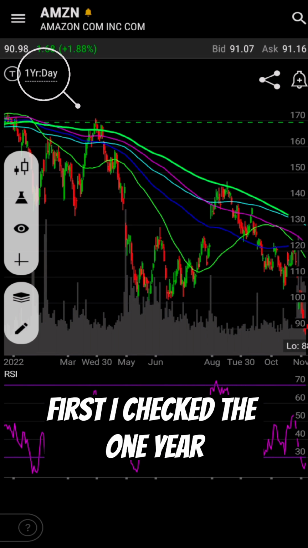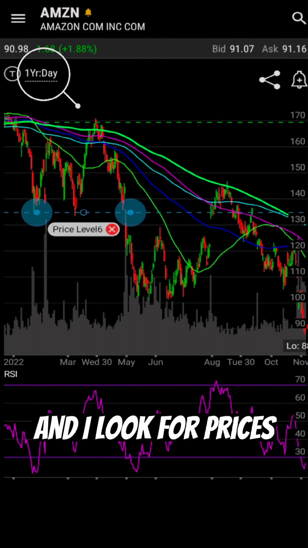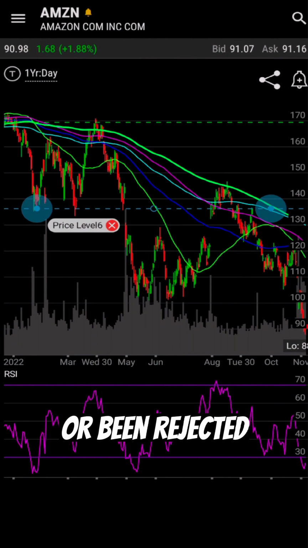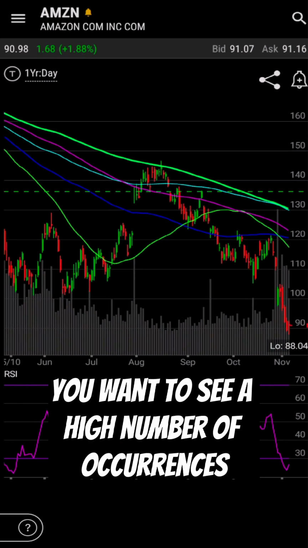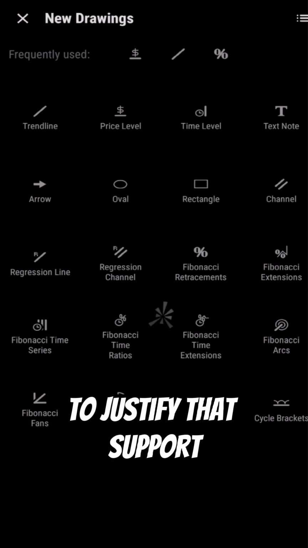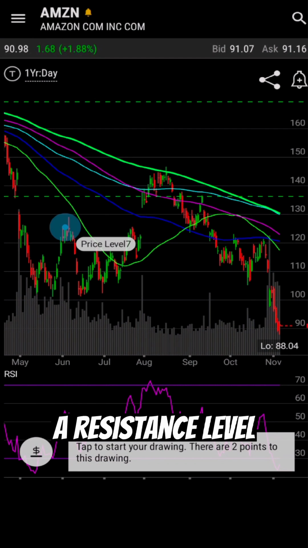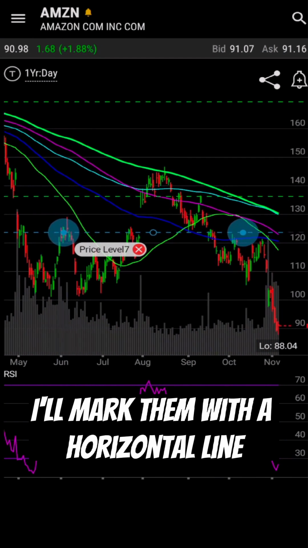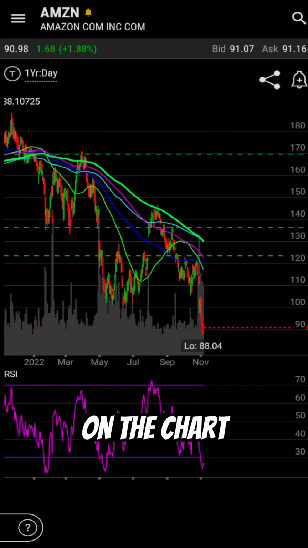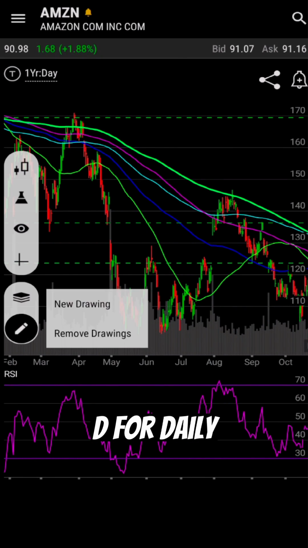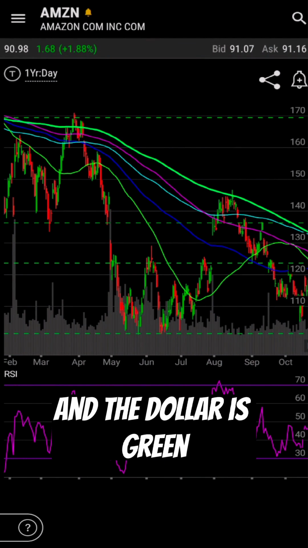First, I check the 1-year daily chart and I look for prices where the stock has bounced or been rejected multiple times. You want to see a high number of occurrences to justify that support or resistance level. Once I identify those prices, I'll mark them with a horizontal line on the chart. The line will be green. D for daily, D for dollar, and the dollar is green.